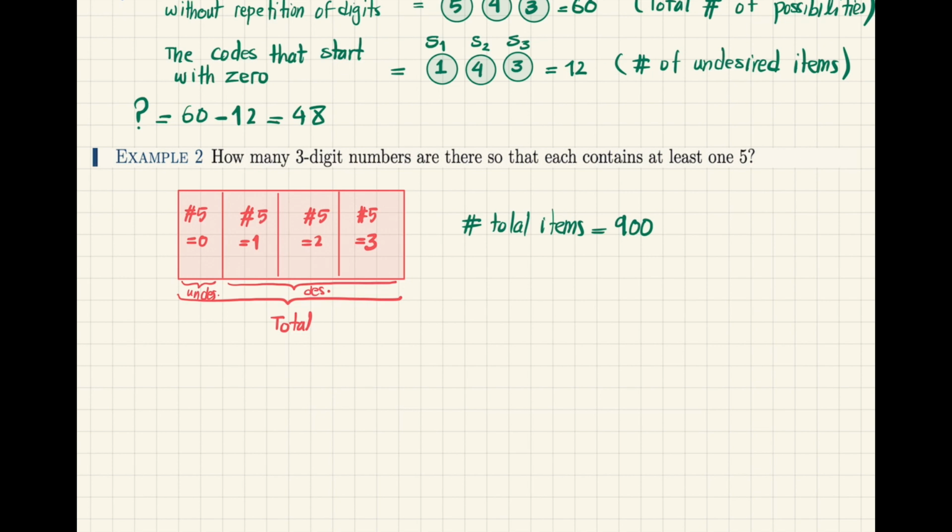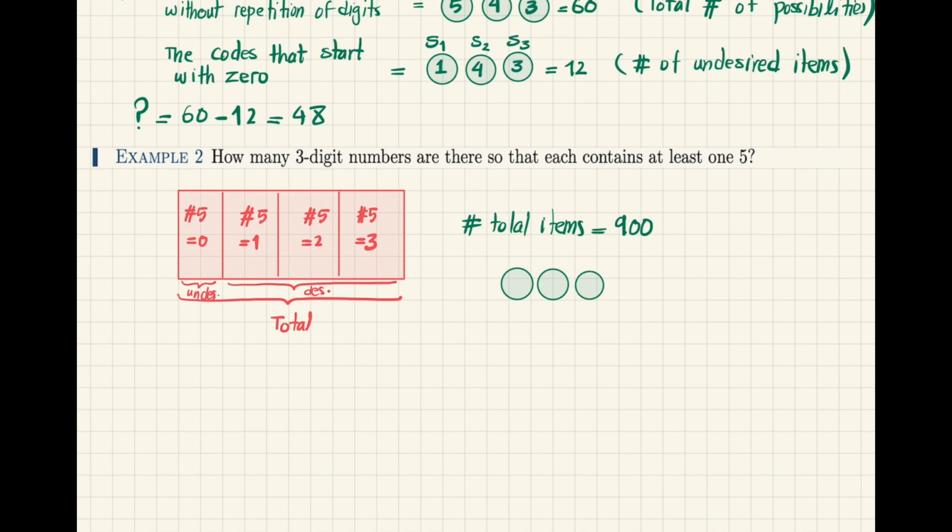You can also use the product rule to calculate this: 9, 10, 10. Yes, but it is very clear. And then the undesired one, it means that I want to count the number of 3-digit numbers without any digit 5. Okay, so for calculating this undesired part, what can I do? I am facing a 3-stage task. But be careful here. The only restriction here is that I am not allowed to use 5.